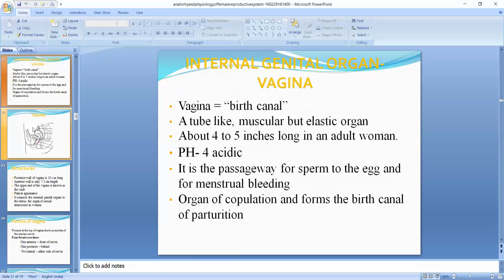It is 4 to 5 inches long, and it has an acidic pH. It is a fast passageway for sperm to the egg and for menstrual bleeding, and it is an organ of copulation and forms the birth canal for fertilization.